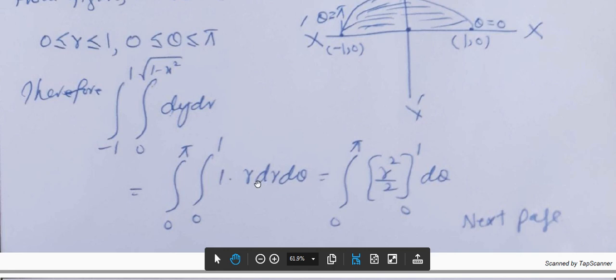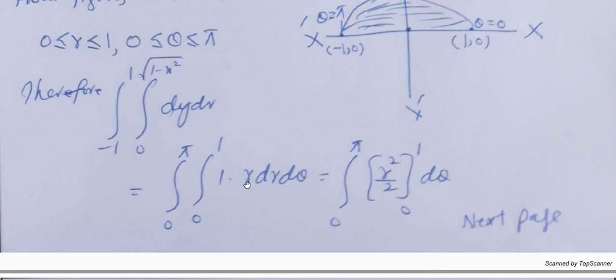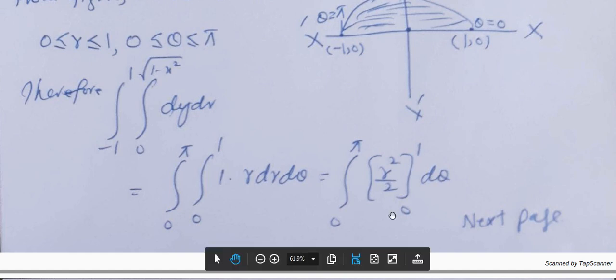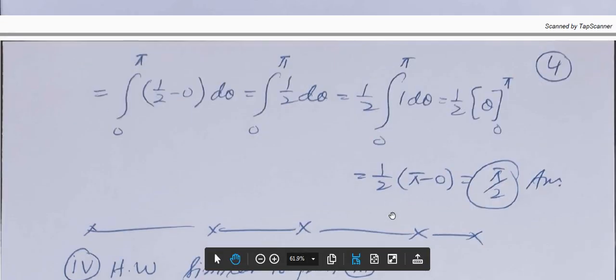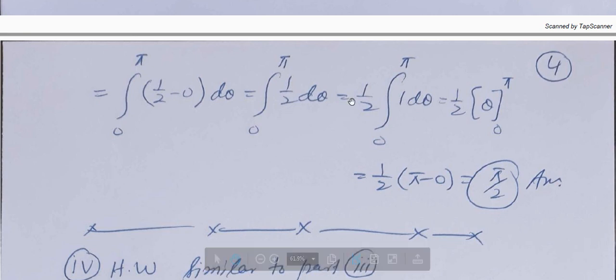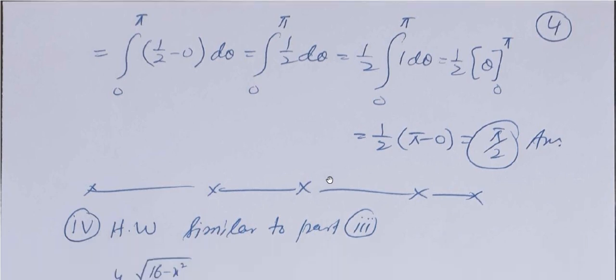So you can simplify this. It will be only r, and the integration of r is r squared by 2. You can substitute upper value 1 and then lower value 0. So we end up with 1 by 2, integral from 0 to pi. And now if you integrate with respect to theta, this will be 1 by 2 theta, and you can substitute upper value pi and then lower value 0. So this will be pi by 2. Very simple.